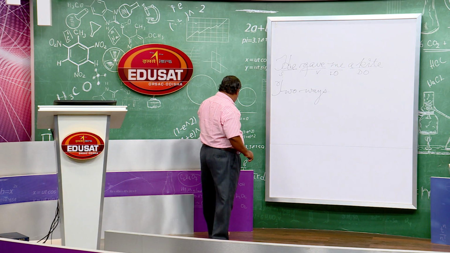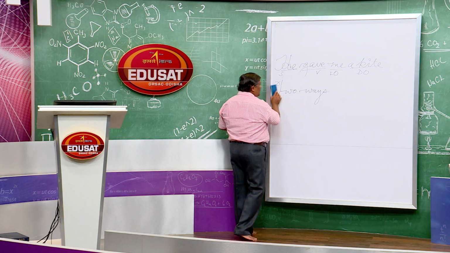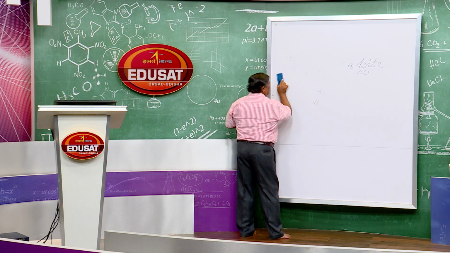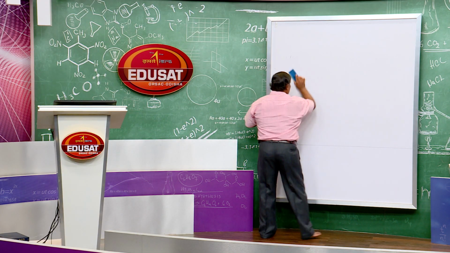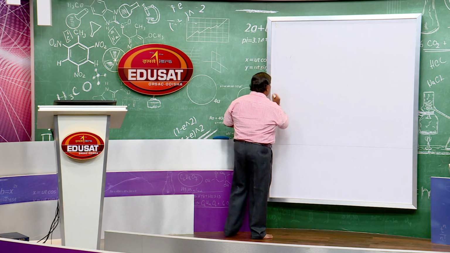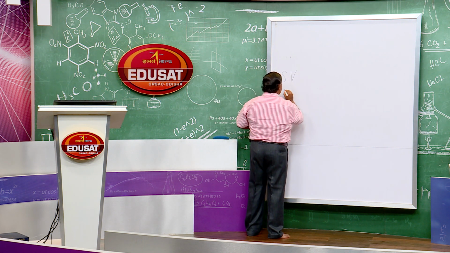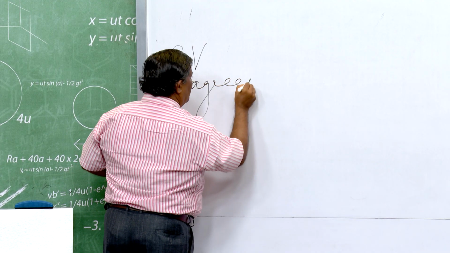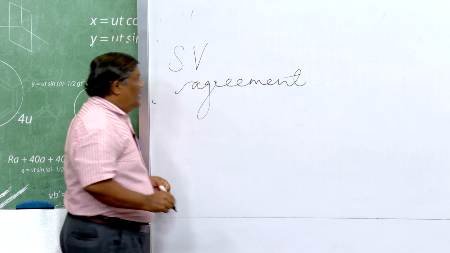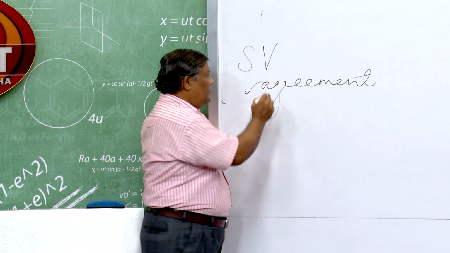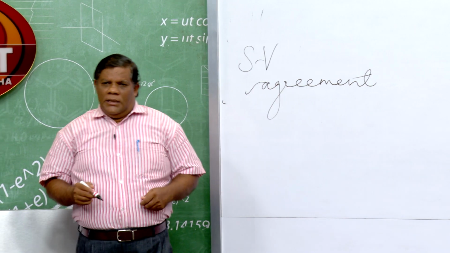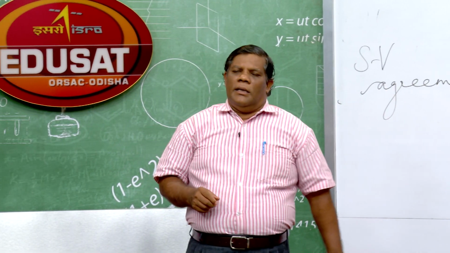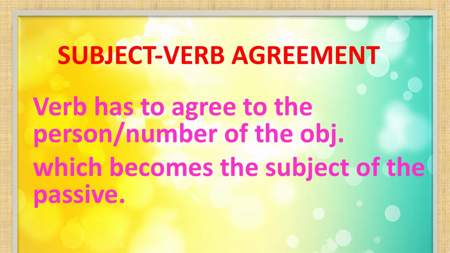And the other is subject verb agreement, SV agreement. That is, you know, a verb must agree with the number and person of the subject. The verb must agree with the number and person of the subject.